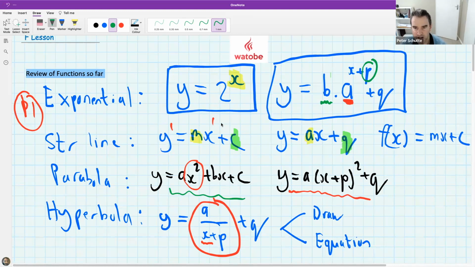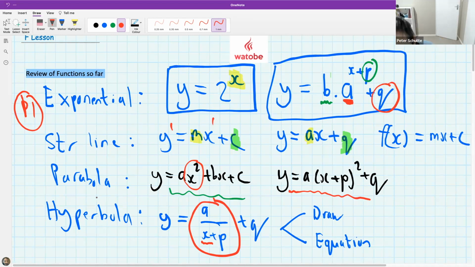Annie, which direction does it shift? Can it shift the graph? Okay, Amakelele, you're right, it's left or right. Now, the P value is left and right. The Q value is going to be up and down. And you'll look this up later in the lesson.